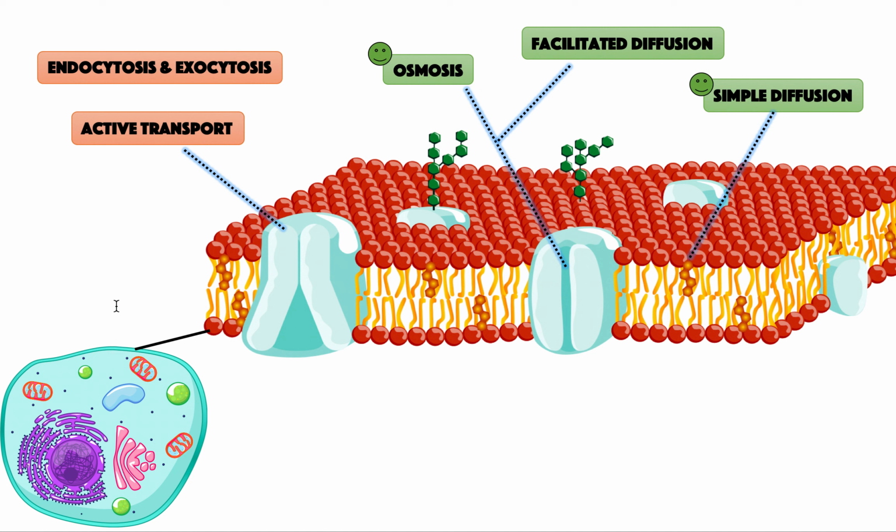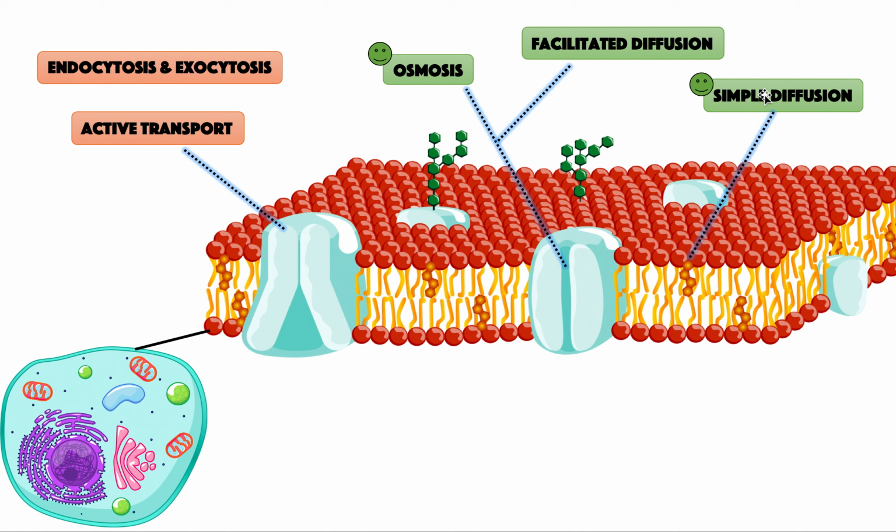Now, things can move in and out of a cell by various mechanisms, such as simple diffusion, facilitated diffusion, osmosis, and so many more. All of these are ways by which things can move in and out of a cell. In the previous video, we talked about simple diffusion. Now, we're going to talk about osmosis. So every time I put a smiley face, it means we're either going to talk about it or we've already talked about it.